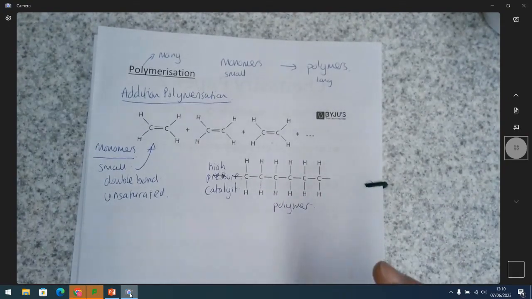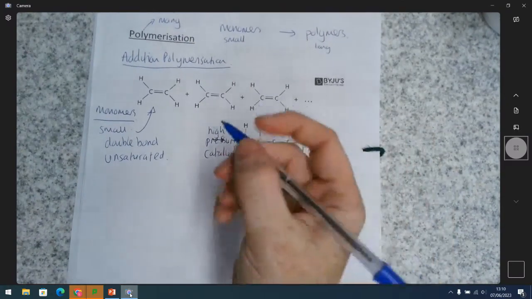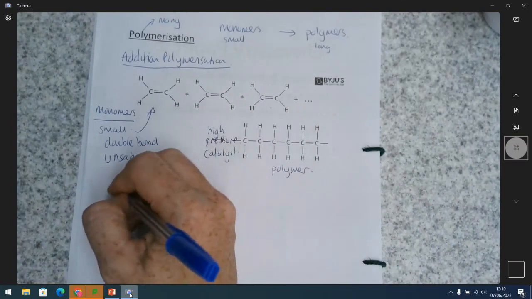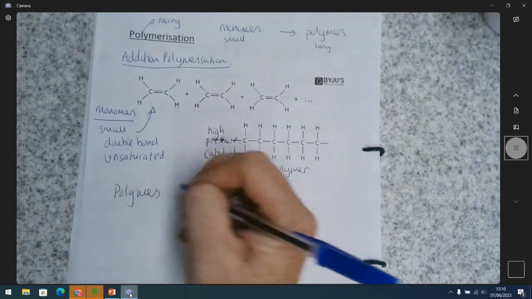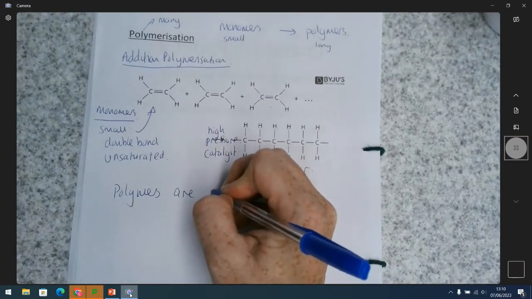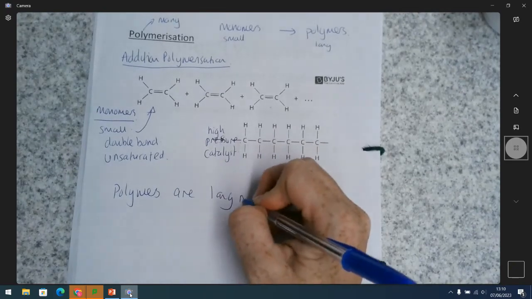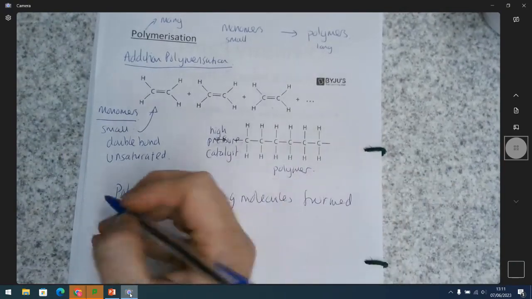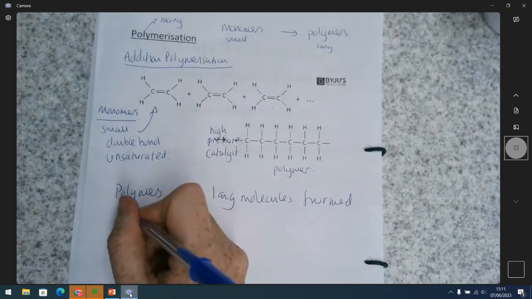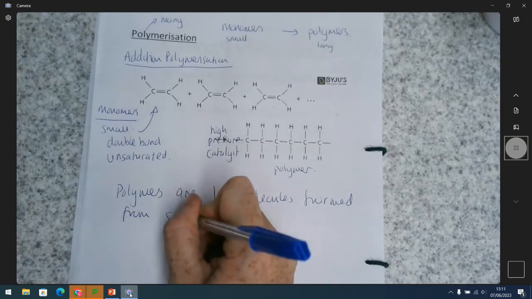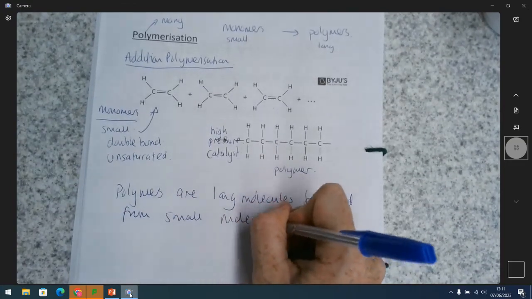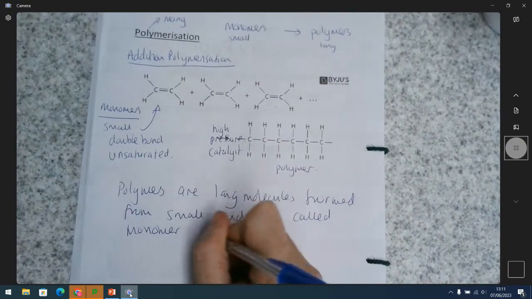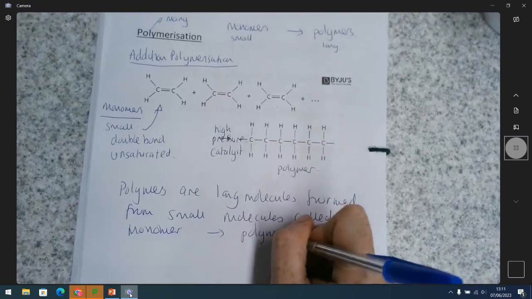Now, a couple of things I need you to be aware of here is that polymers are essentially long molecules made up of monomers. We're going to write that down. Polymers are long molecules formed from small molecules called monomers. And that process is called polymerization.